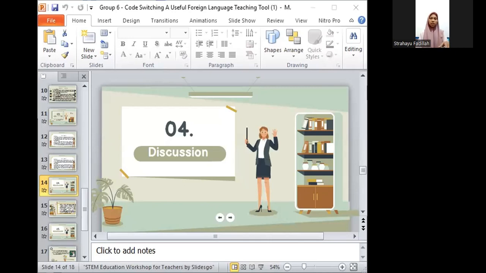So in this section, I'm going to explain a little bit of the discussion and conclusion of the paper, because the previous presenters already explained the background and the results. Here I'm going to explain the discussion of the paper and the conclusion.